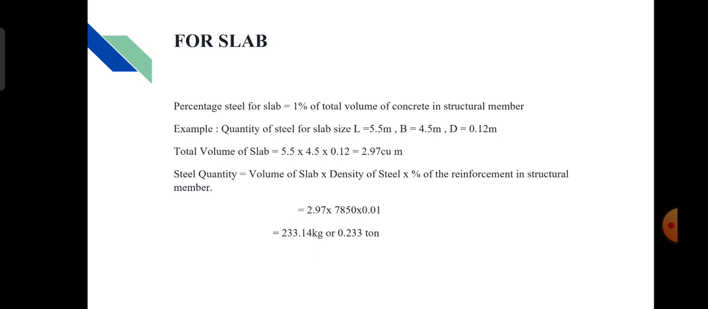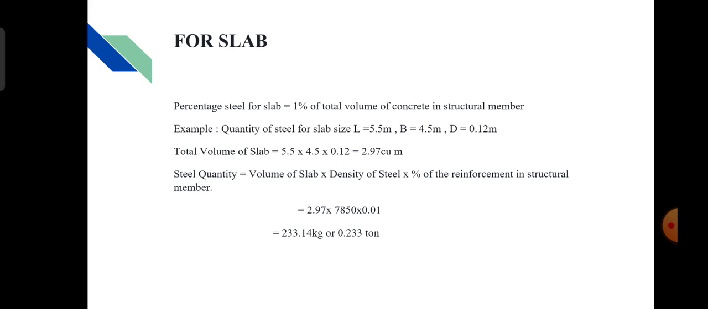The clear cover of 15 to 20 mm should be provided, and the maximum diameter of the bars used in the slab is 1/8 times the thickness of the slab. And in the case of steel reinforcement in the slab, it is equal to 1% of the total volume of concrete. So in order to have a better understanding of this, I have taken an example here.